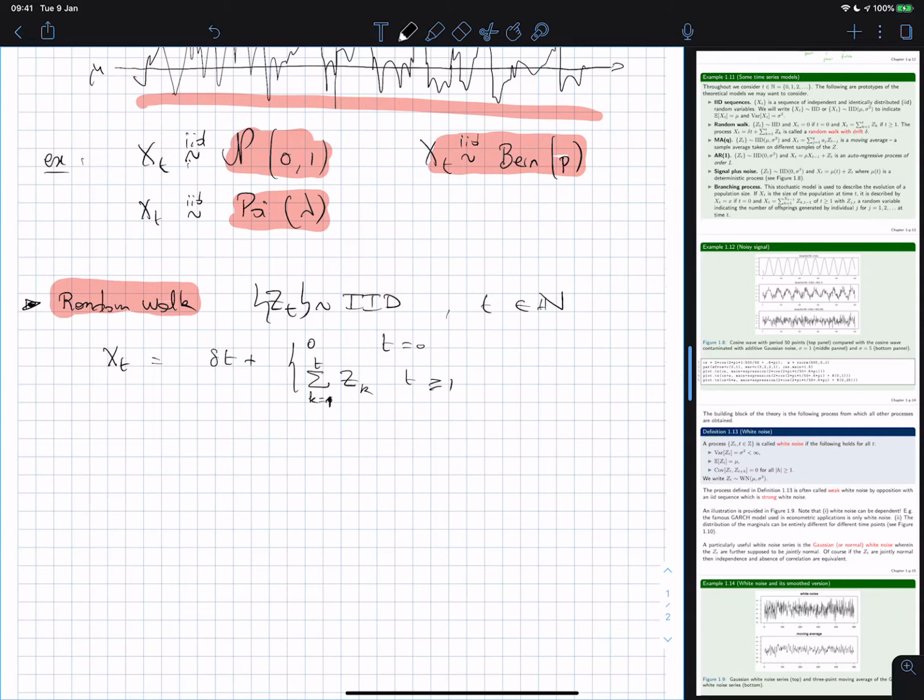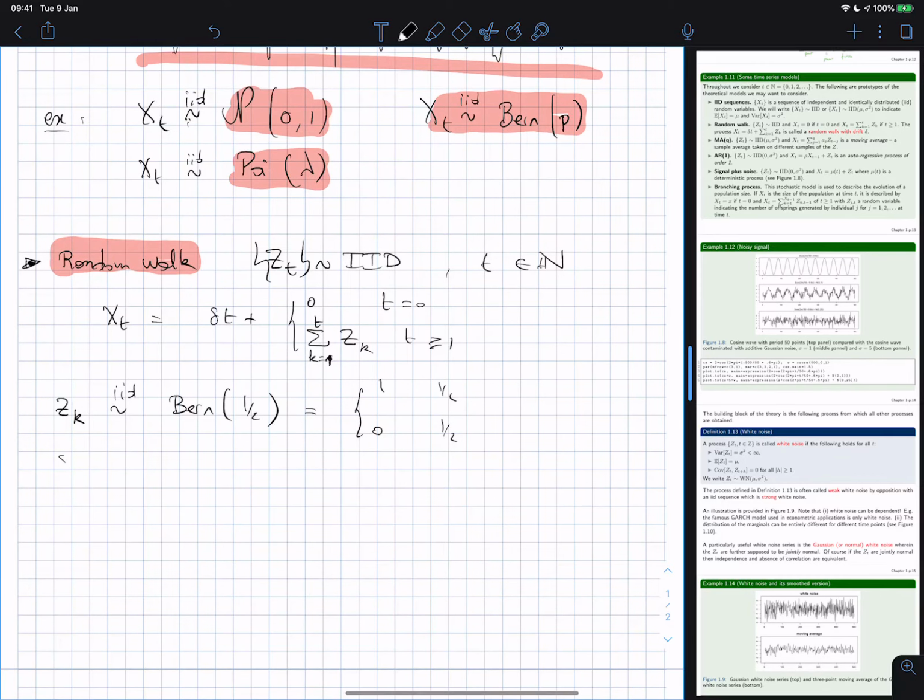So what would that look like? Well, imagine that the zk's are IID Bernoulli with parameter 1/2. What does that tell us? It tells us that these guys are either 0 with probability 1/2 or 1 with probability 1/2. Well then, let's take delta equal to 0 in the whole sequence. In all my illustrations, I'll take delta equal to 0 because it's not so enlightening.